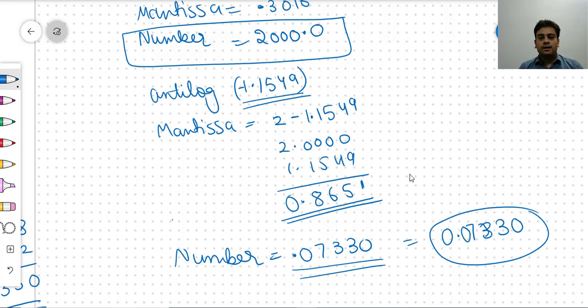I hope how to find the log and antilog by looking at the tables is clear to you. I have solved a lot of examples. You can take any random values and try to find the log and antilog values. Take a number, find the log value, and then for the same log value, find the number. Your number should be the same as the initial number. Correct? So this is the method for finding the log and antilog values by looking at the table.